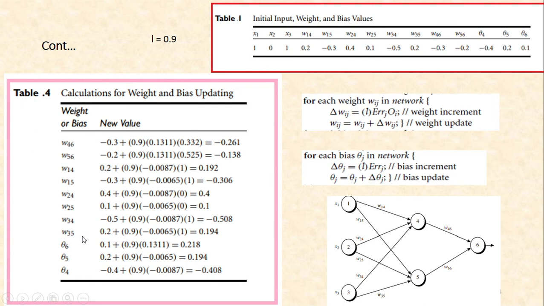Now let's look at the weight update with respect to the bias quantity. The change in bias quantity is given as L into error j. For calculation of theta j, it is L into the error with respect to that neuron. So for theta 6, we have to sum the existing bias quantity, that is given as 0.1, plus 0.9, the learning rate, into the error with respect to this node, which is calculated as 0.1311, and the resultant quantity is 0.218.